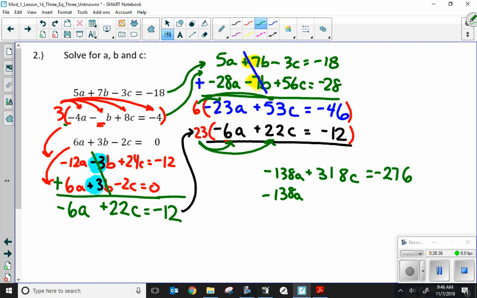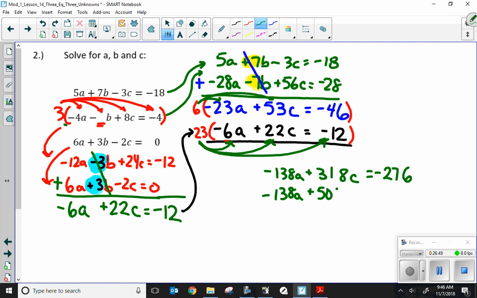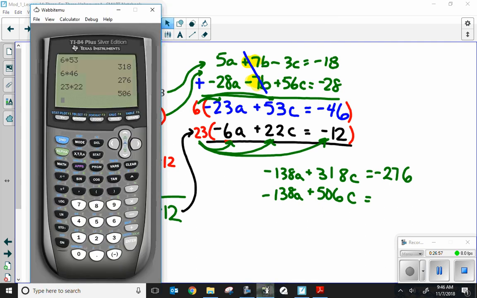23 times 22 and 23 times 12. 23 times 22, 506. Holy smokes. Plus 506C equals 23 times negative 12, negative 276.